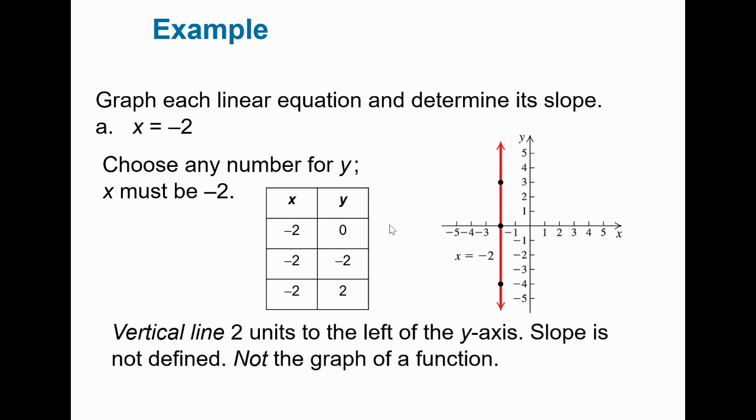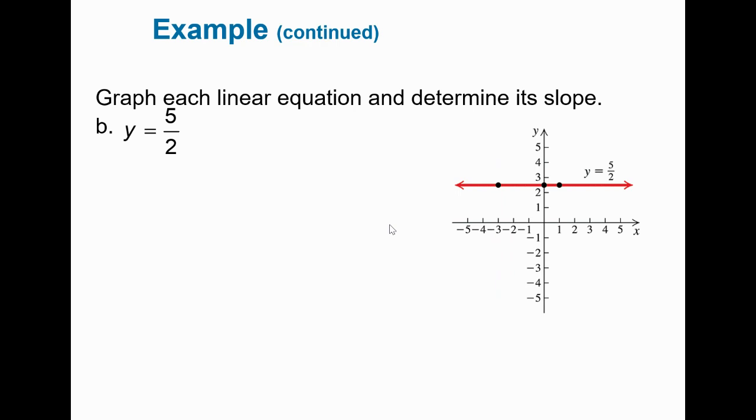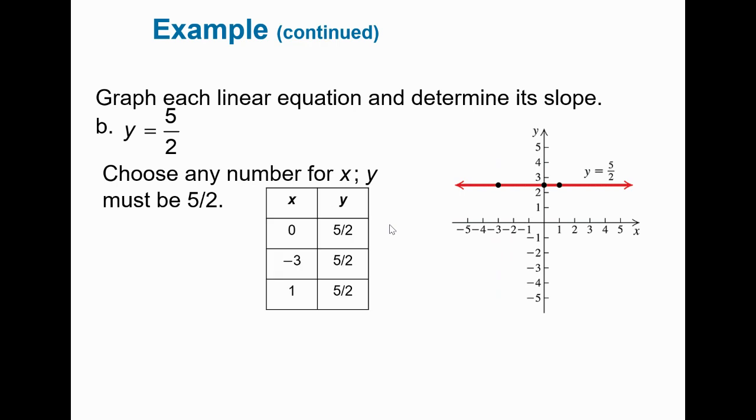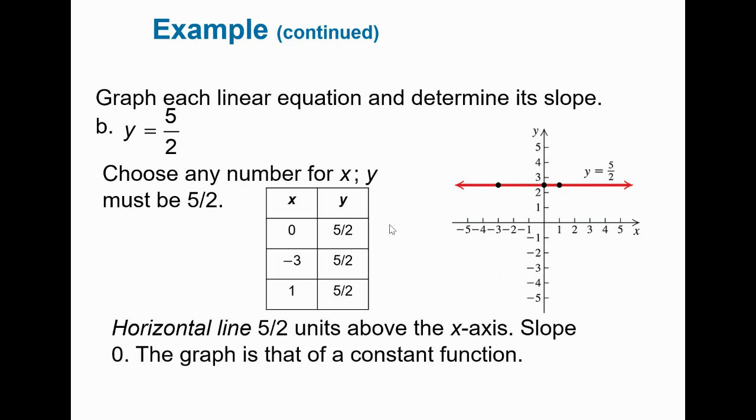Vertical line, 2 units to the left of the y-axis. Slope is undefined. Not a graph of a function. Vertical lines are not functions. Another horizontal line, y equals 5/2. Choose any number for x. Y is always going to be 5/2. Slope is 0.